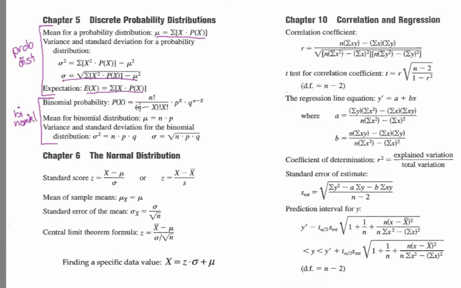You probably have, instead of this piece right here, nCx times p to the x times q to the n minus x. So if you have a binomial and you want the mean, the formula is right here. Standard deviation, right here.